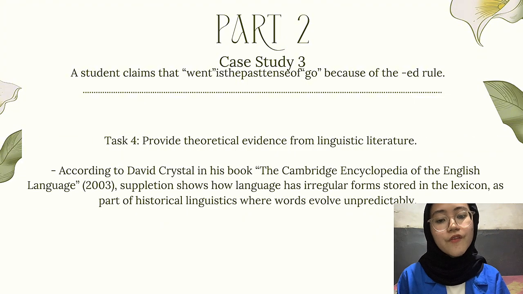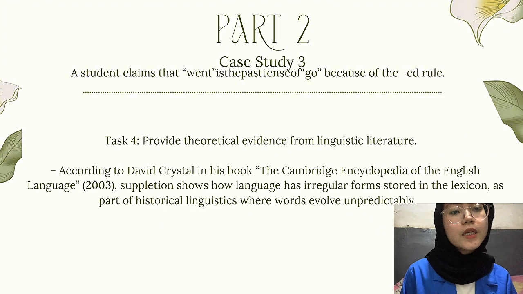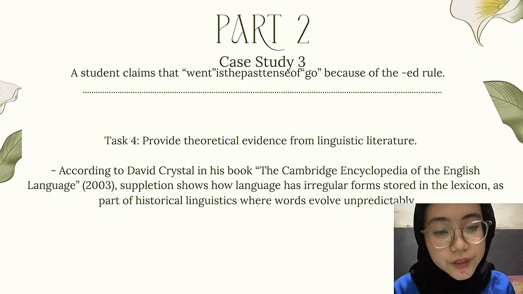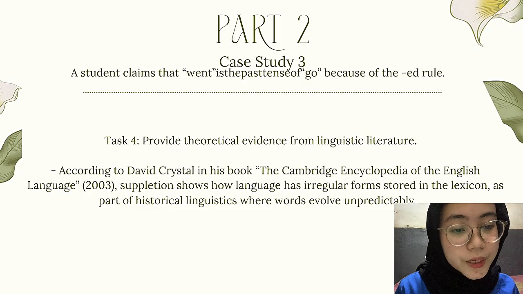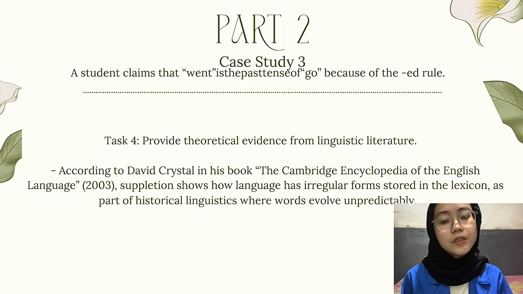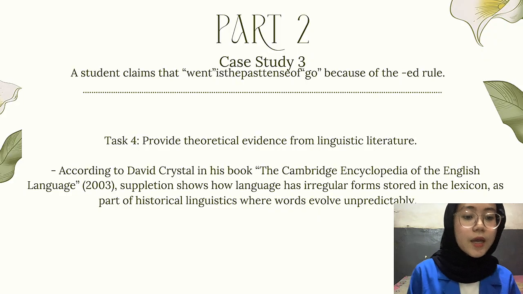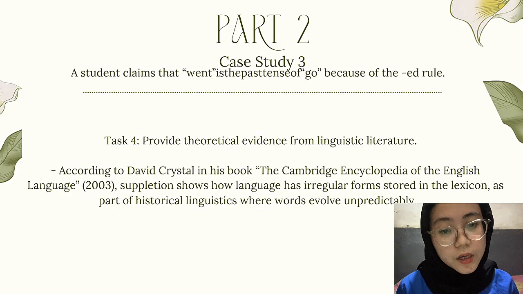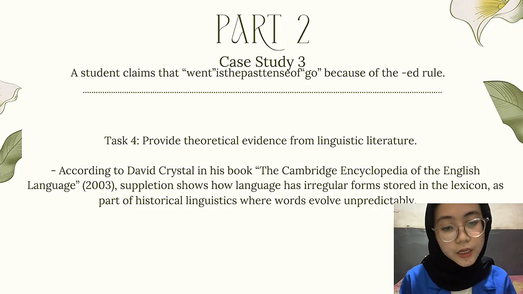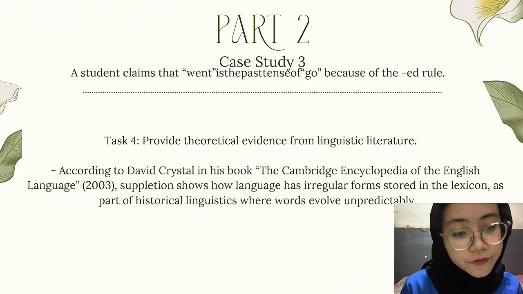And task 4 is to provide theoretical evidence from linguistic literature. So according to David Crystal in his book The Cambridge Encyclopedia of the English Language, 2003, suppletion shows how language has irregular forms stored in the lexicon as part of historical linguistics, where words evolve unpredictably.